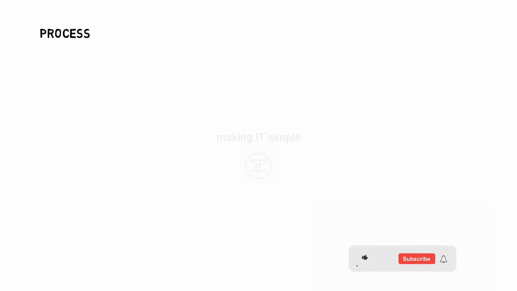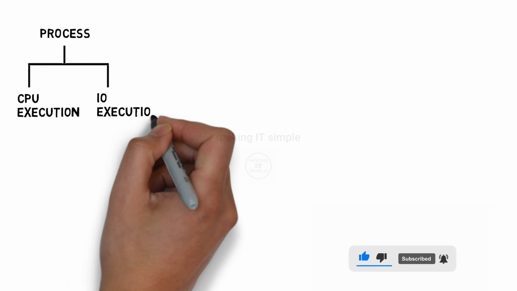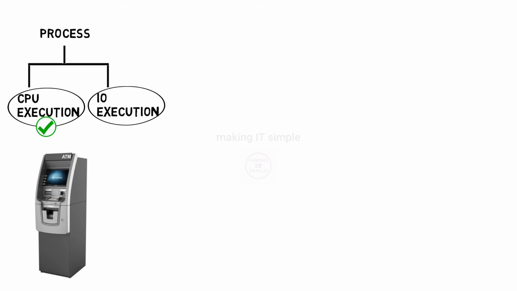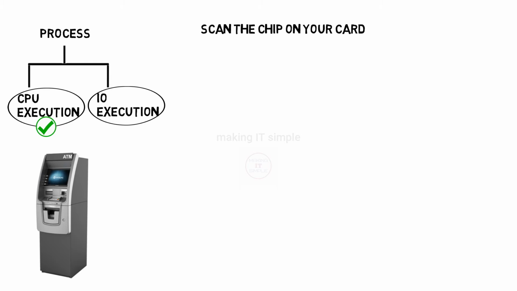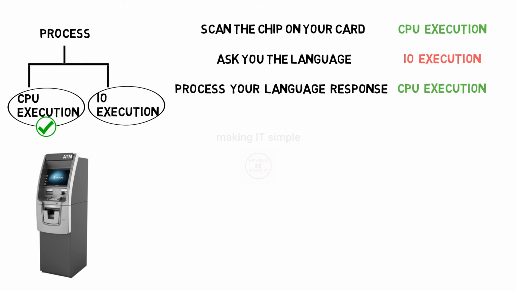So generally, if we consider any process, it needs both CPU execution and I/O execution. And it is not as simple that it will complete all the CPU execution first and then complete all the I/O execution. For example, if you consider an ATM process, once you enter the card in the ATM, the process starts. It will first scan the chip on your card, that is CPU execution. Then it will ask you the language, that is an I/O execution, as it is asking for input. Then once you enter the language, it will process your response. It will be again CPU execution.